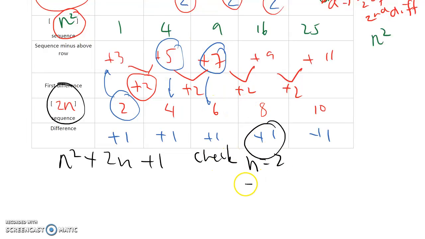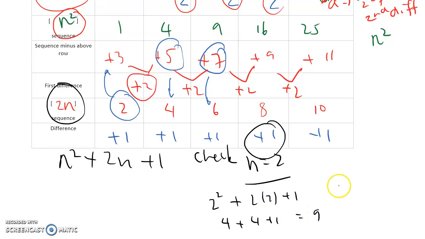N equals 2. So let's check: 2 squared plus 2 times 2 plus 1 will give us 4 plus 4 plus 1, or in other words 9. Therefore, this is correct.